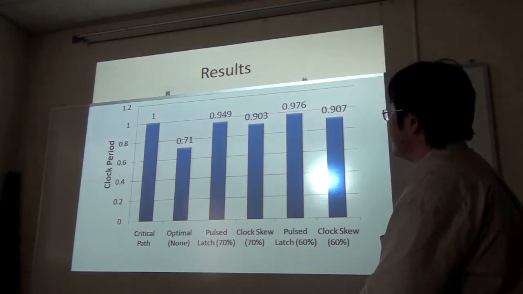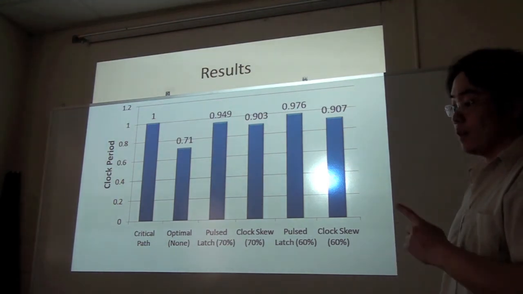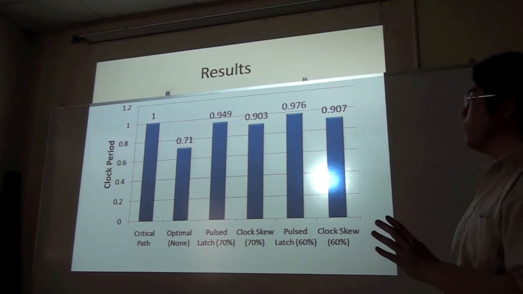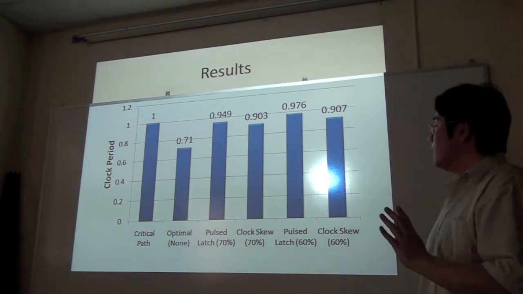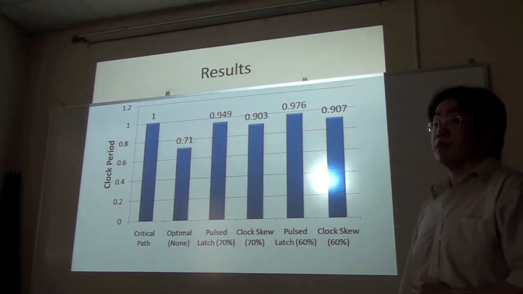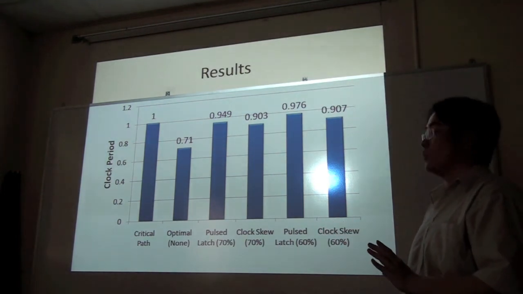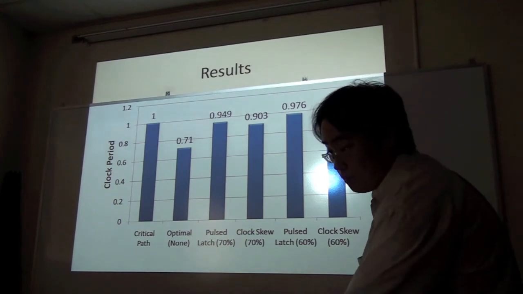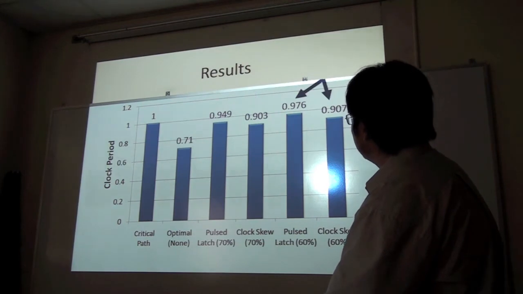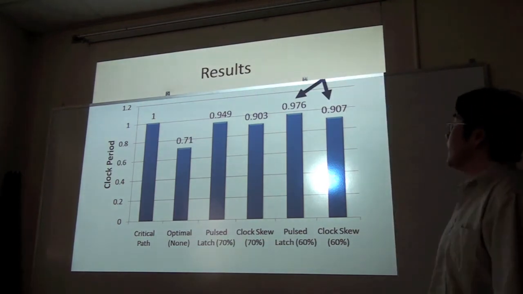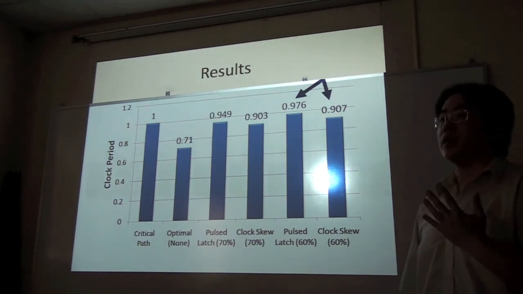For 70%, we see that pulse latches give a 5% improvement, whereas the clock skew case, when we assume we can use as many clocks as possible, essentially the optimal clock skew case, can only give 10%. Both of these measurements are done in accordance with hold time constraints. However, for 60%, we can only get essentially a 2% improvement in circuit speed, whereas clock skew does not really change.